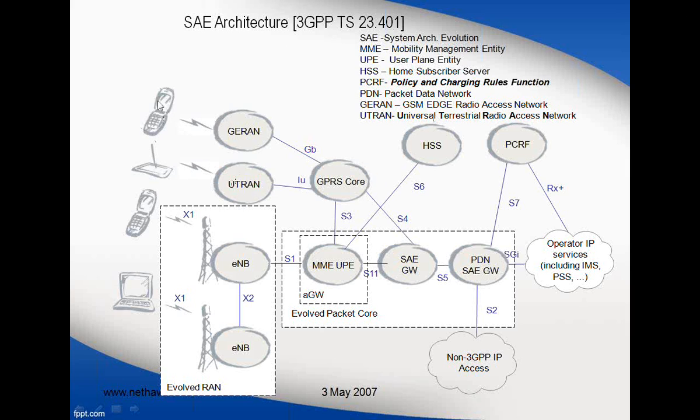So here you will be able to see your GRAN, that is the GPRS or GSM or Edge RAN. Here you have the UTRAN for UMTS, and you have the evolved RAN for your LTE network. Again, you have your MME, UPE, you have the SAE, that is the system architecture evolution gateway, you have your PDN, you have PCRF, you have HSS. So what does each thing do?